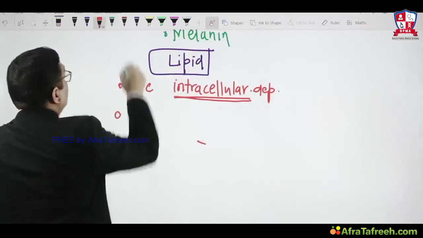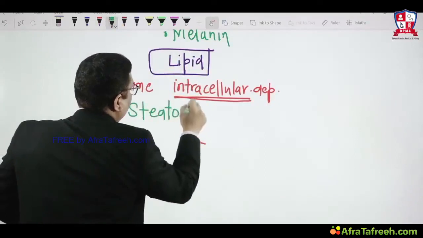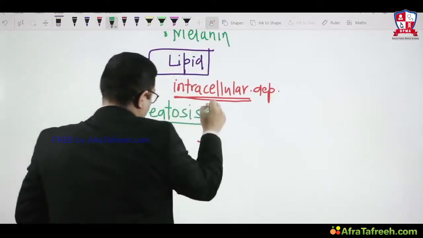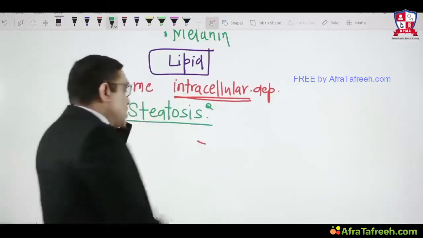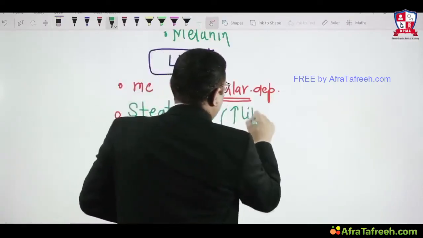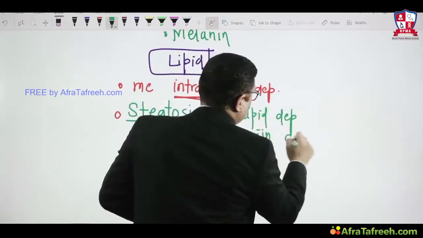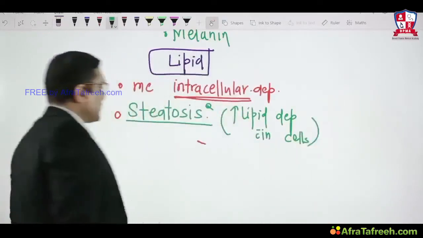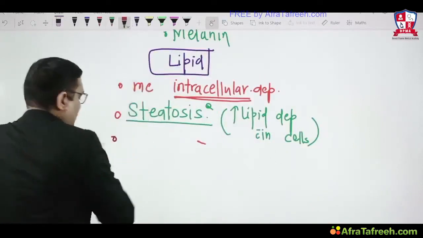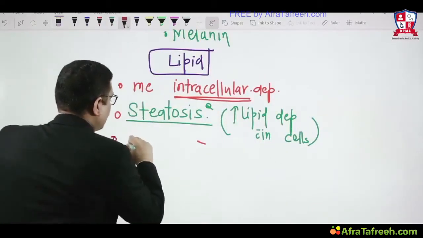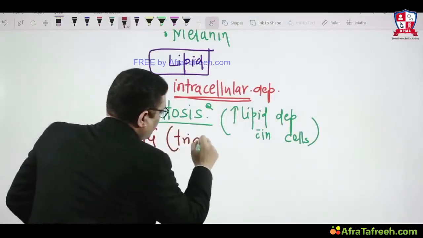This intracellular accumulation of lipid is also known as steatosis. You will often see that terminology in your liver chapter, which we will discuss, right? Steatosis is the excessive fat accumulation, or increased lipid deposits within cells. Which lipid will be deposited? Because lipid will be deposited in various forms. It will be triglyceride, right?